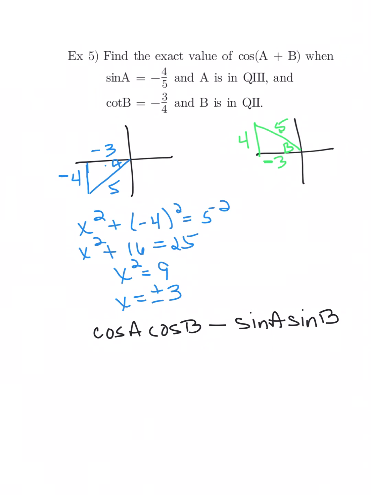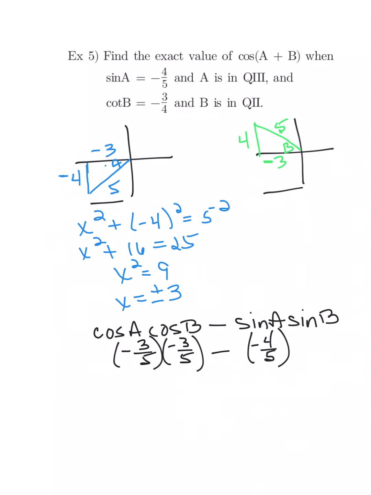Now go to your angle A. Find the cosine for angle A. If we are in angle A, cosine is x over r, negative 3 over 5. Now go over to angle B and do cosine. X over r is also negative 3 over 5. Minus. Go back to angle A and do the sine. That's negative 4 over 5.